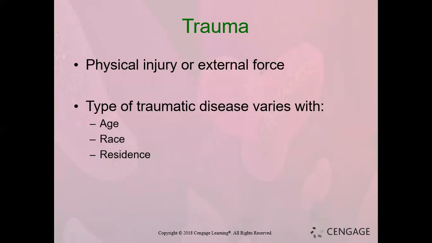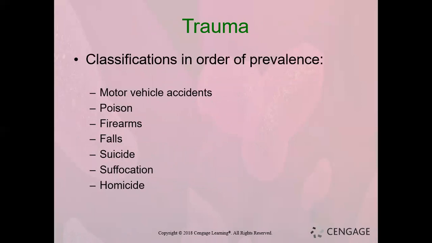Trauma is just physical injury or an external force, and there are different types of traumatic diseases. They are going to vary with your age, your race, your residence. They classify them in order of prevalence: motor vehicle accidents, poison, firearms, falls, suicide, suffocation, and homicide.